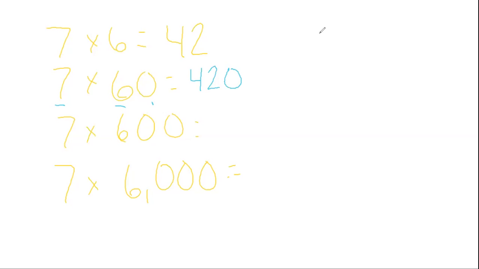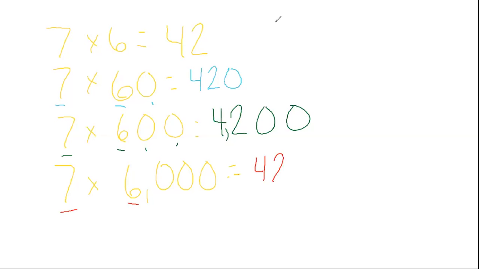Let's go to the next one. Let's find the product. 7 times 600. Well, 7 times 6, I know is 42. Okay? And 600 is 10 times bigger than 60, which is 10 times bigger than the ones. So you have times 10 two times, so I have to add 2 zeros. So it's 4,200. 7 times 600 is 4,200. Let's do 7 times 6,000. I know 7 times 6 is 42. And you have your 3 zeros.